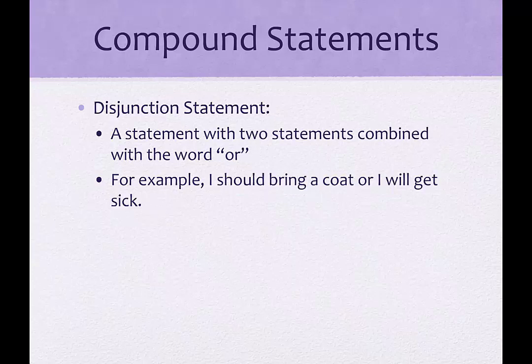This is a conjunction. A disjunction is a statement with two statements combined with the word "or", such as, I should bring a coat or I will get sick. So one statement is, I bring a coat, and the other statement is, I get sick. That would be a disjunction. So with a disjunction, we use the word "or". So conjunction, "and"; disjunction, "or".